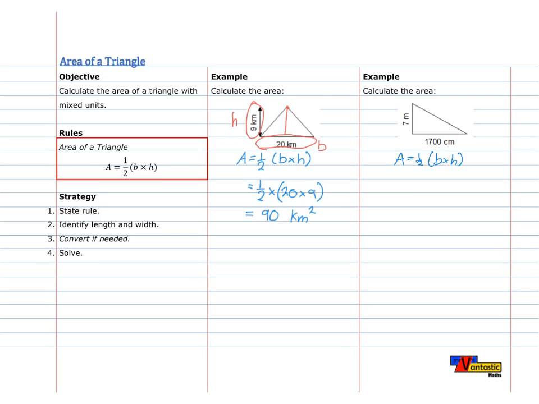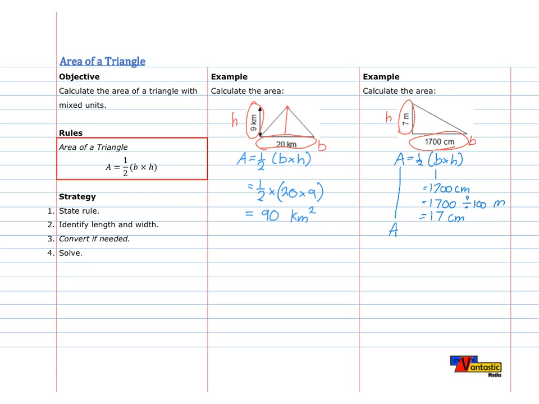And again, I can see that my bottom length here is the base and my side length here is the height. But they're not in the same units. So I have to spend a second converting one into the other. I might just convert my base, which is 1700 centimeters, and I convert that by dividing by 100 to turn it into meters. 1700 divided by 100 is 17 centimeters.